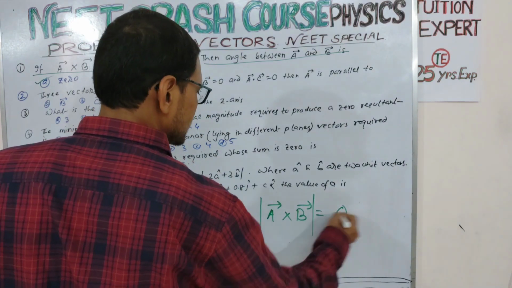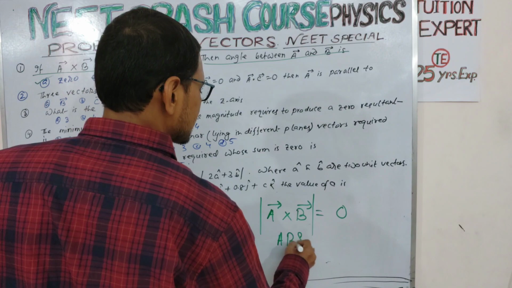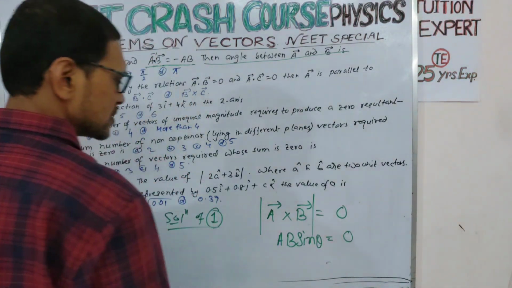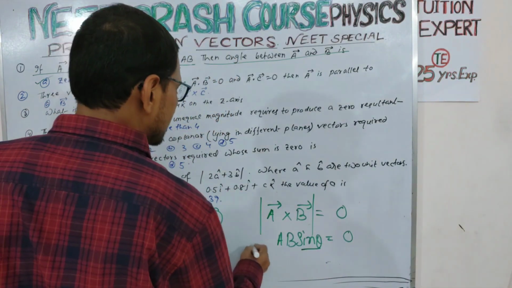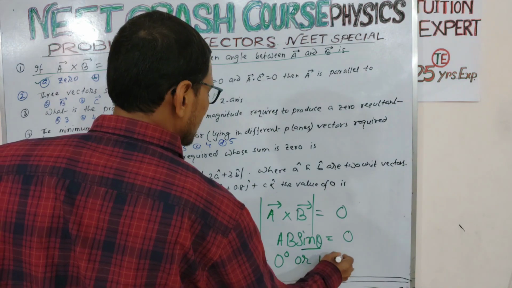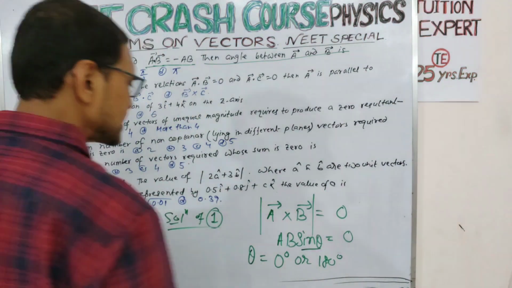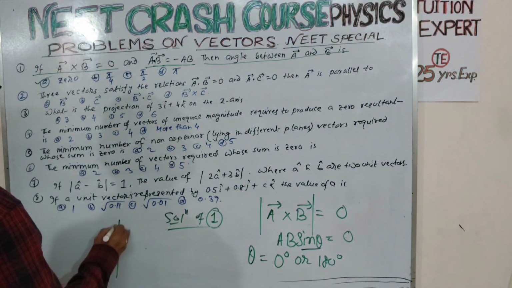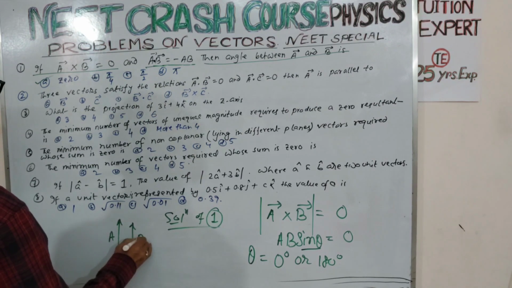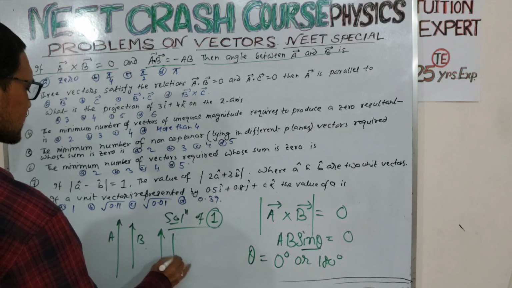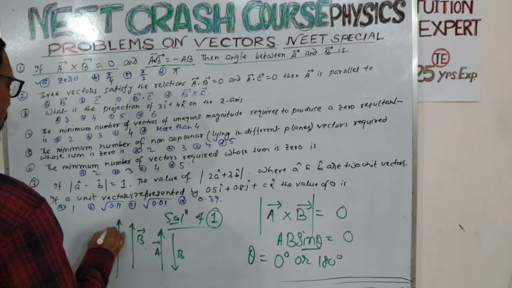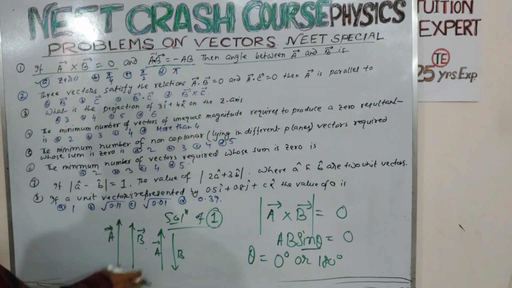If we take the magnitude, then it is ab sin theta. So a and b are not 0, so sin theta equals 0. That means theta equals 0 degree or 180 degree. That is, the two vectors a and b are either parallel or in opposite direction. Now which one do we take, parallel or opposite?